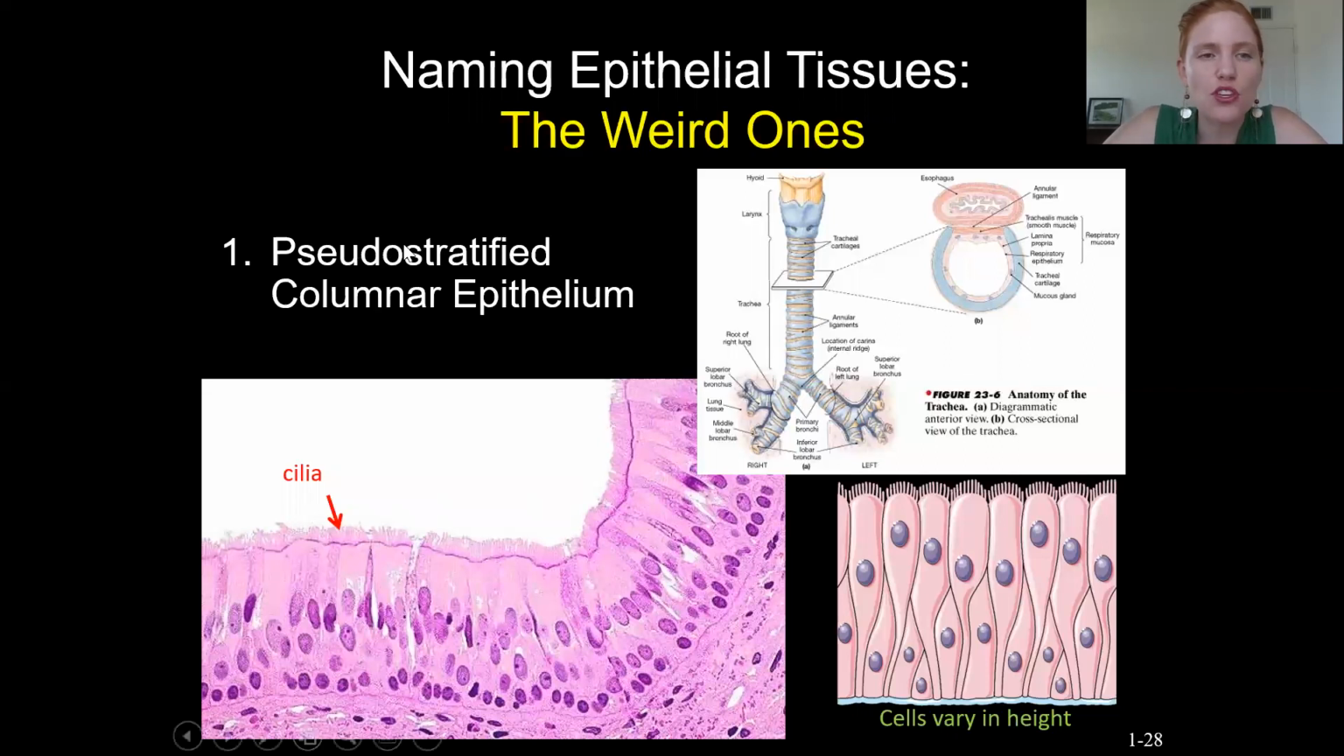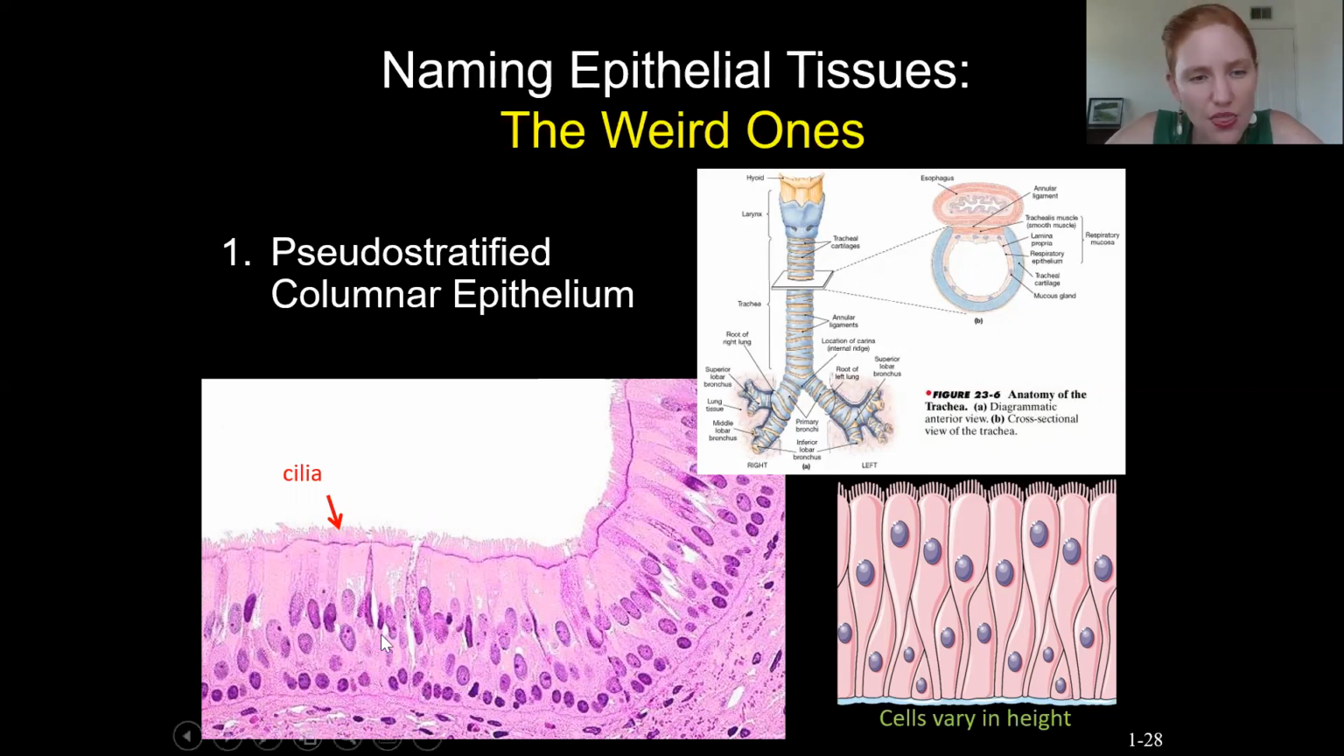So let's look at this word, pseudo-stratified. So we know what stratified means already. Stratified means more than one layer, right? So what does pseudo mean? Pseudo means fake or kind of, like not really.